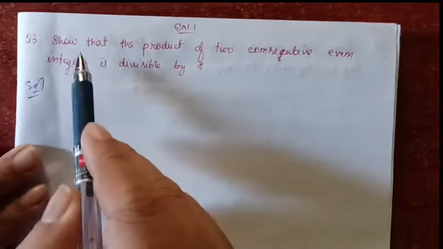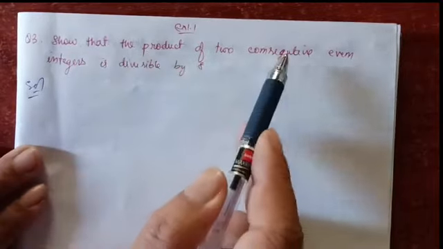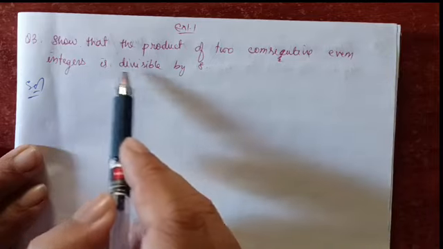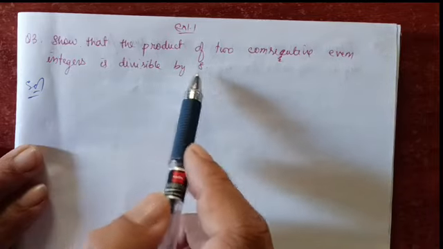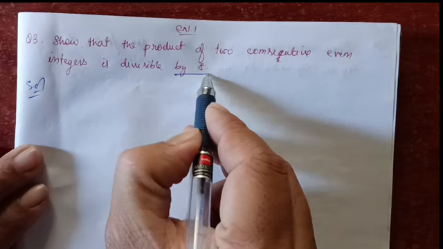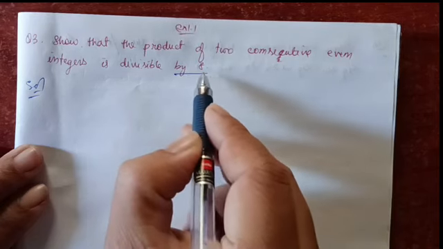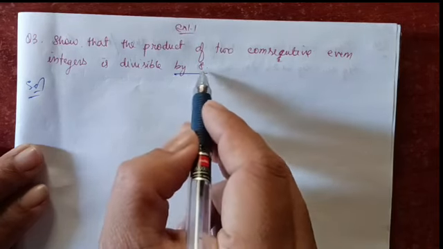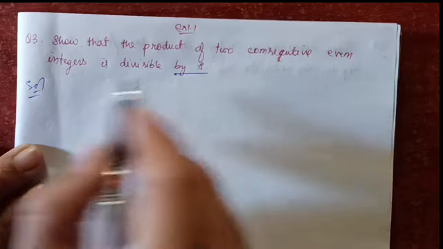Now in question number 3, show that the product of two consecutive even integers is divisible by 8. What does it say? By 8, right? That means we are going to take the number 8.